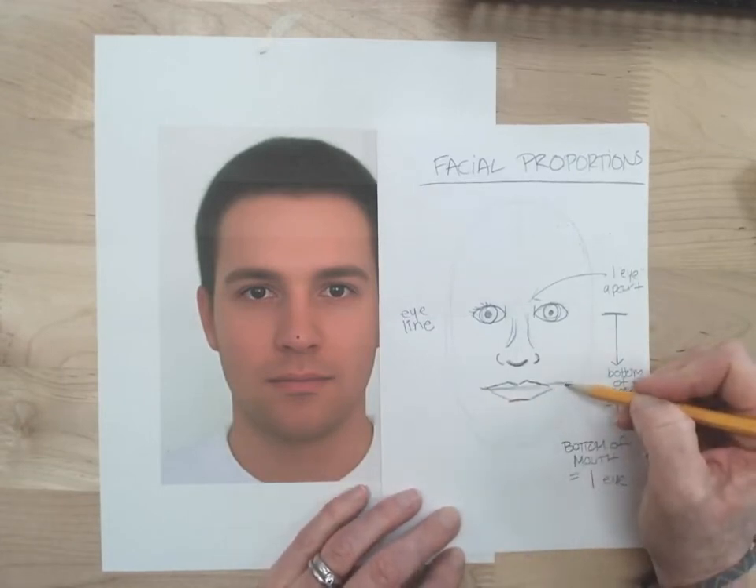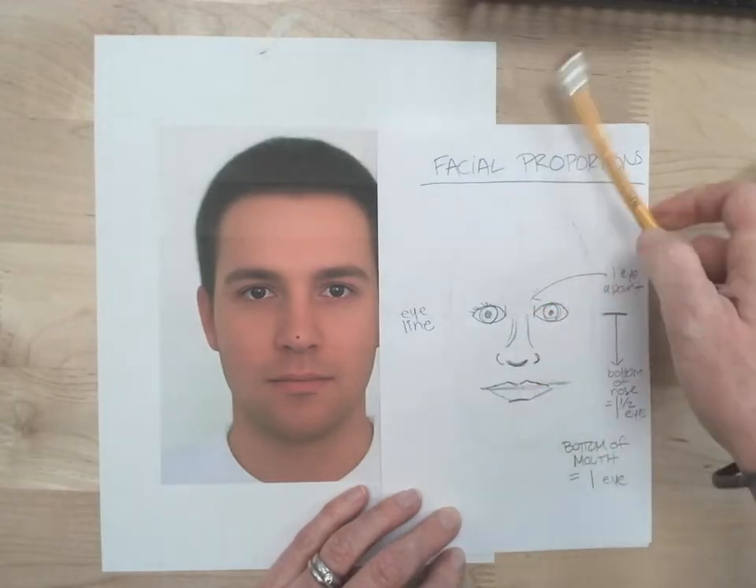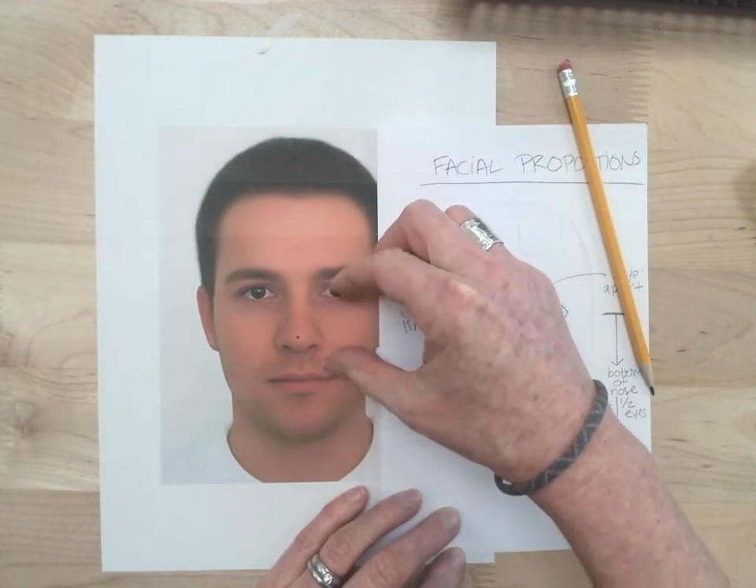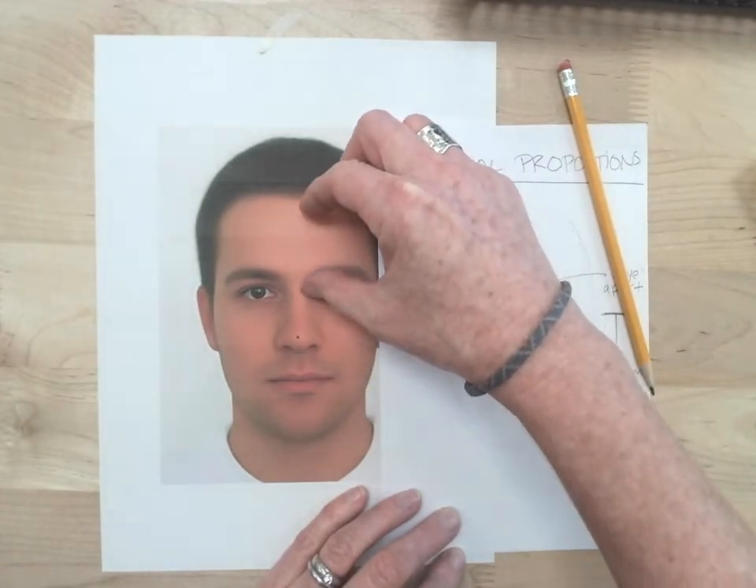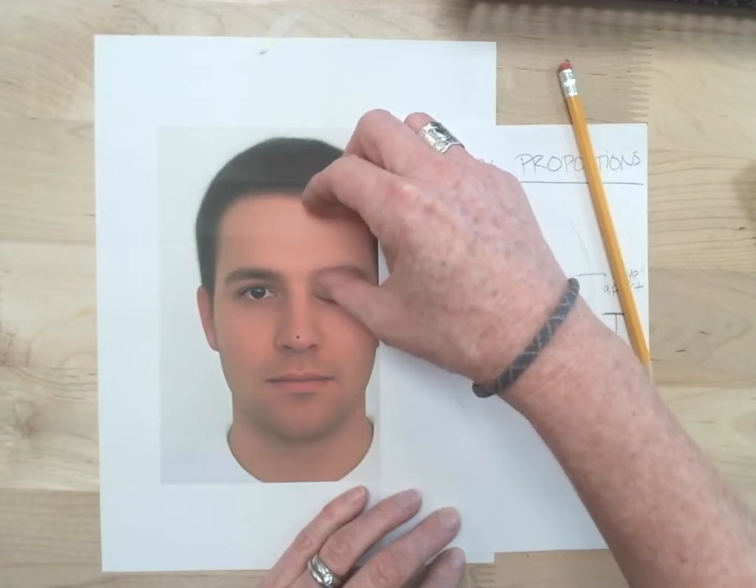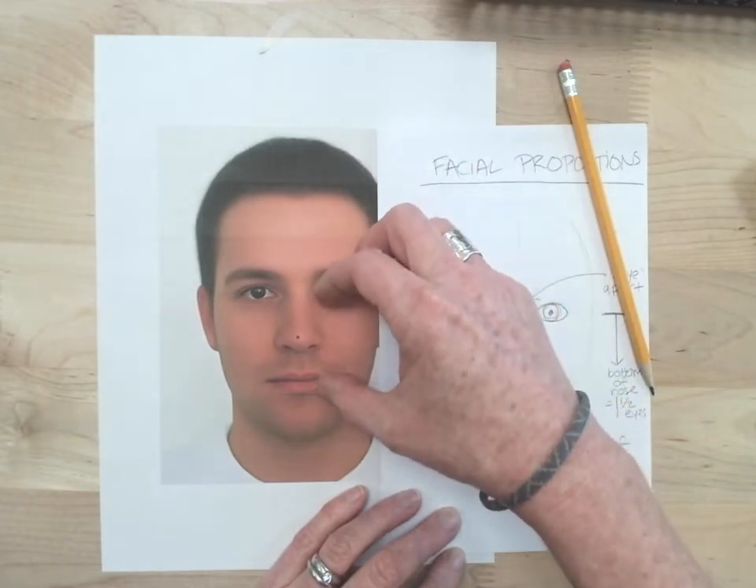Here's why this matters. From your eye line to your lip line, so his eye line to his lip line, is the same as your eye line to your hairline, more or less. His is a little bit larger. Some people have higher hairlines, some people have really low hairlines, but that's a really good reference point.